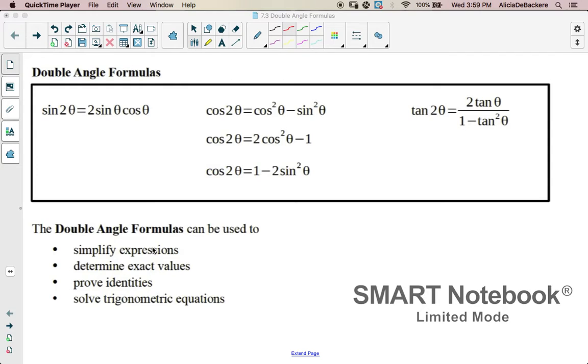What can we use these formulas for? We can use them to simplify some expressions. We can determine some exact values. We can prove identities, which I'm not going to do in this lesson. I will take a look at that in another lesson, and then we can solve trig equations, which again I'm going to look at in some later lessons in chapter 7. So just looking at the first two in today's lesson.